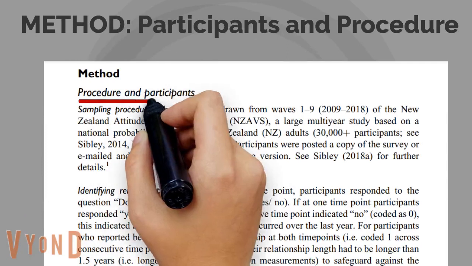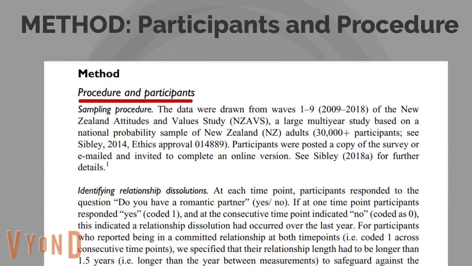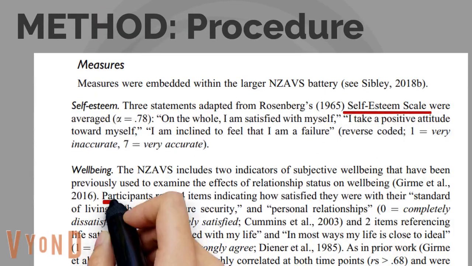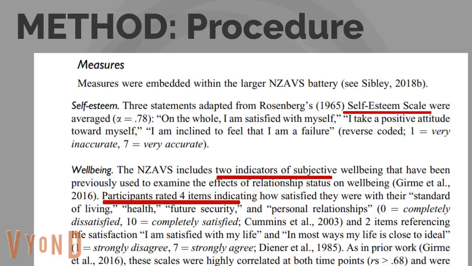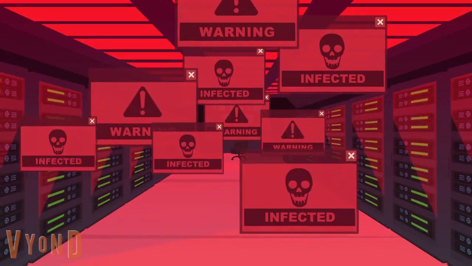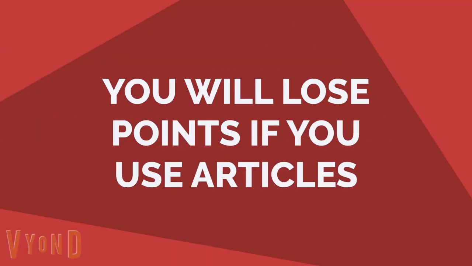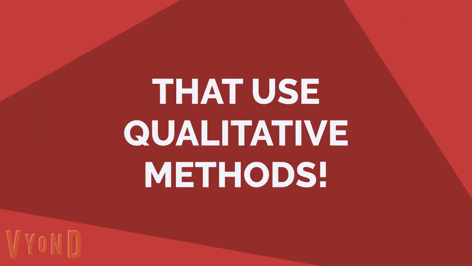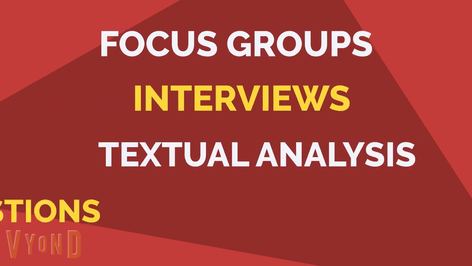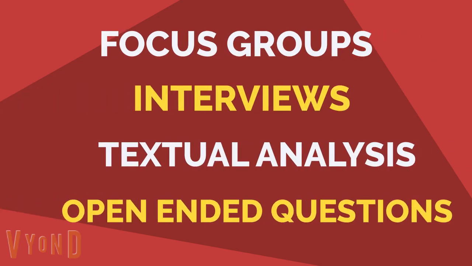The method section usually has 2 parts: a header called Participants and a header called Procedure. The procedure section helps you find out what was done. Look for surveys, questionnaires, measures, or scales. These are words that let you know quantitative data is being collected. Avoid articles that contain focus groups, interviews, textual analysis, or only include open-ended questions. These are not quantitative methodologies.